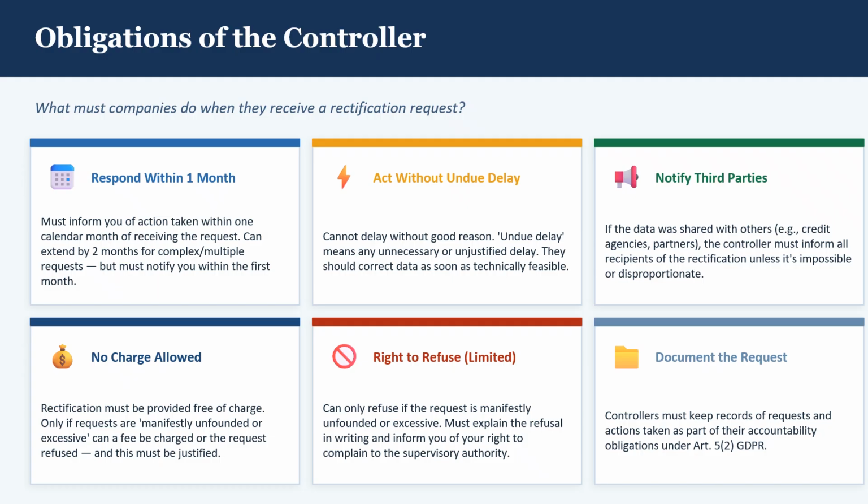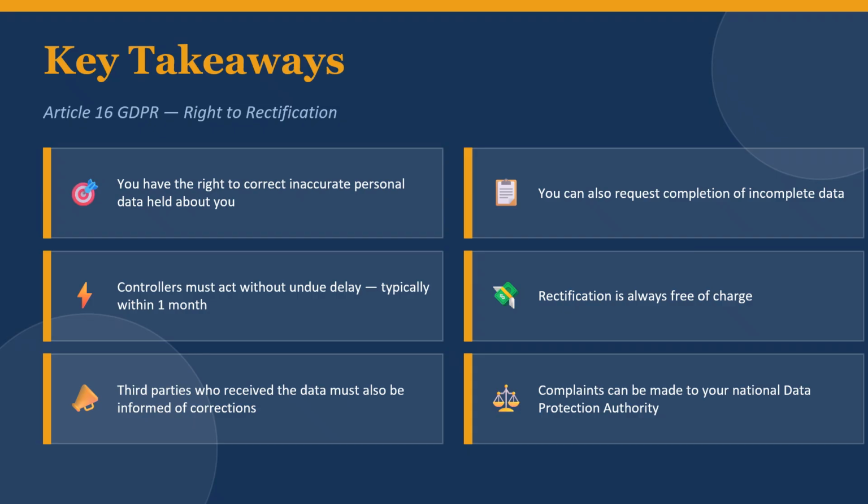6. Document everything. Under the accountability principle in Article 5(2) of GDPR, controllers must keep records of all data subject requests and what they did in response. This isn't just best practice, it's a legal obligation. So, as you can see, the obligations on controllers are detailed, enforceable, and time-bound. This is not optional compliance. This is the law. Key takeaways.